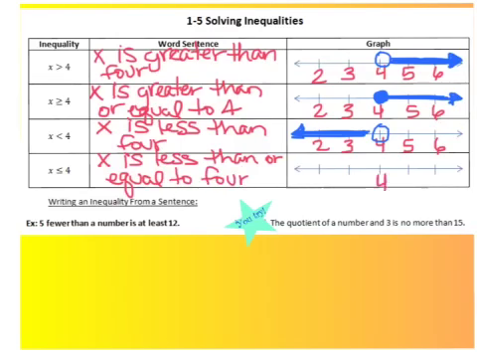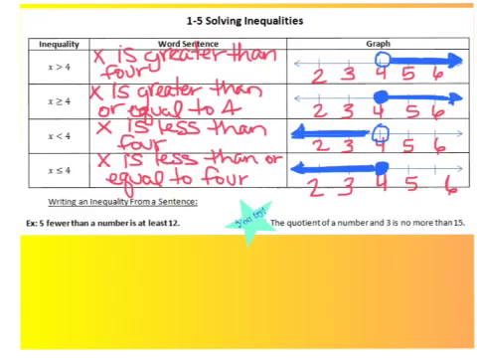Alright, so again, 4 is in the middle, 5 and 6 are greater than it, 3 and 2 are less than it. I'm going to have a closed circle on 4 because it's greater than or equal to. The equal to part is why it's closed. I'm sorry, it's less than or equal to. And 3 and 2 are less than 4. So I'm going to shade in this direction. I'm going to put an arrow over this way. Alright, so here's a few examples of our graphs.